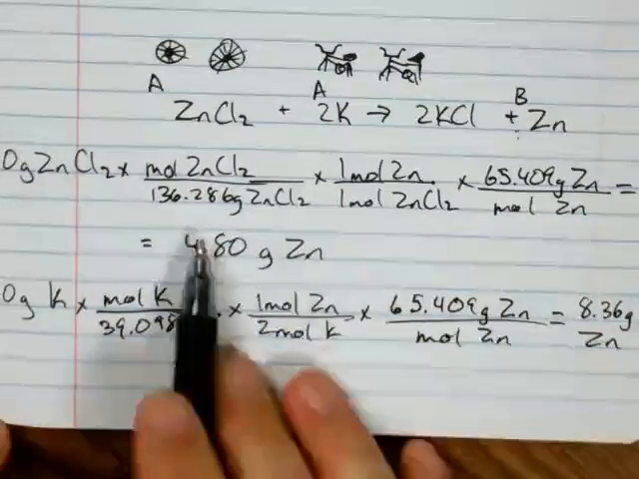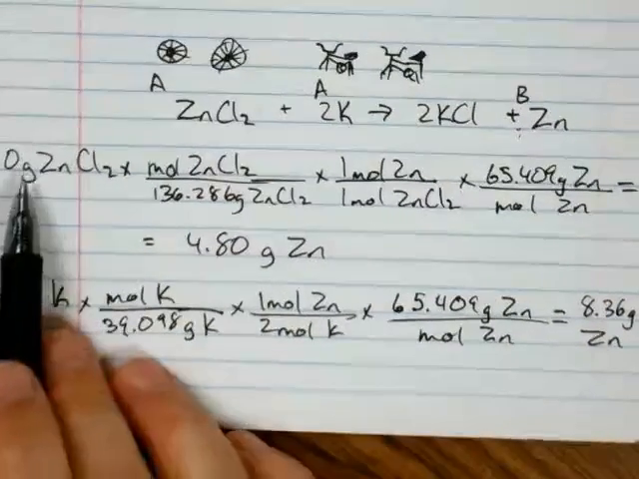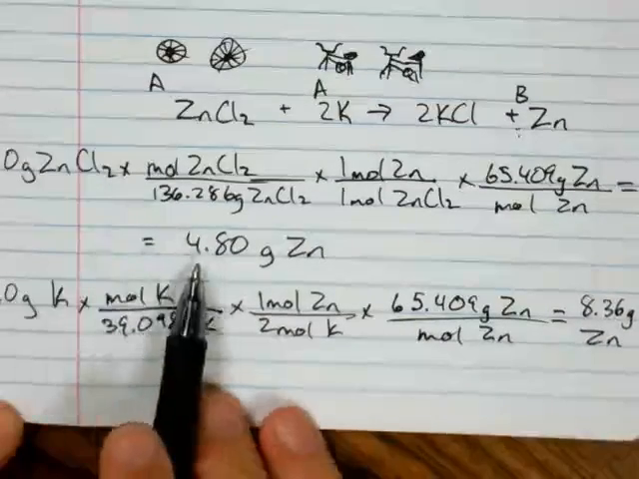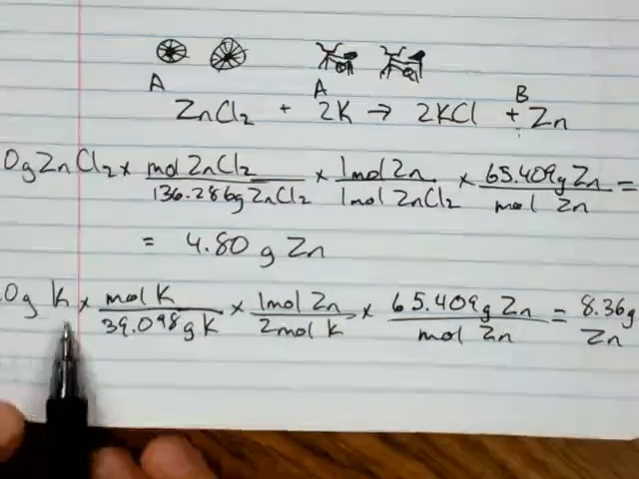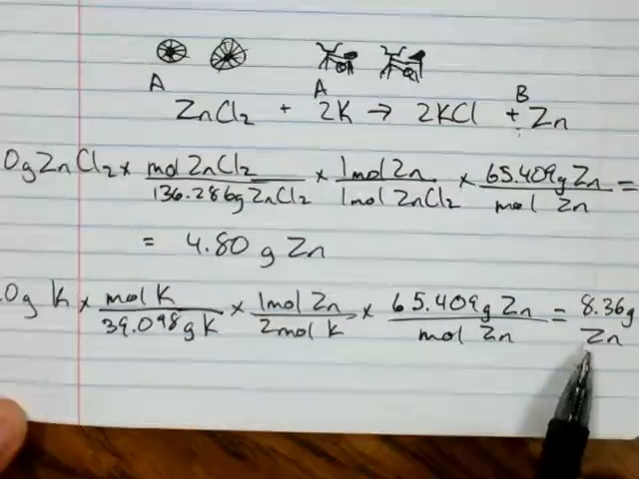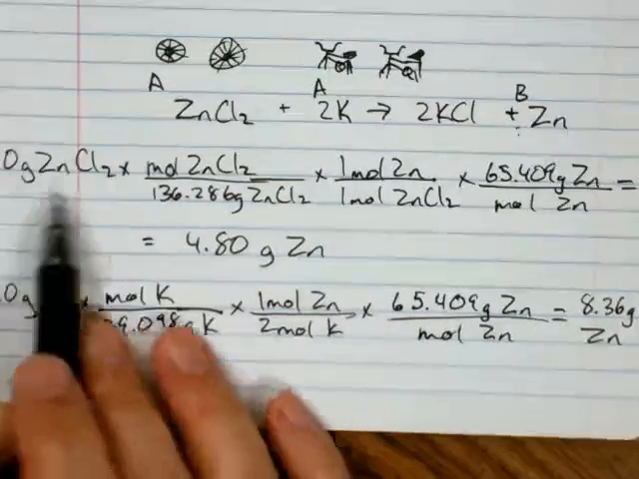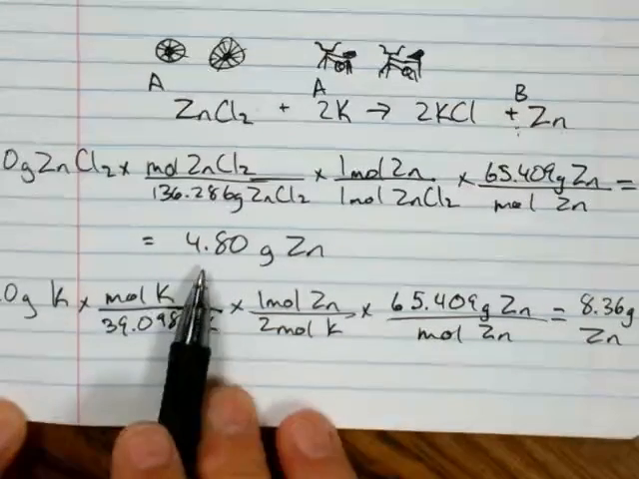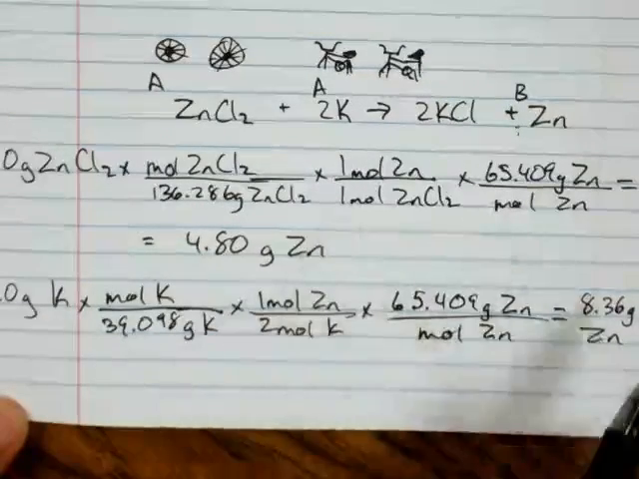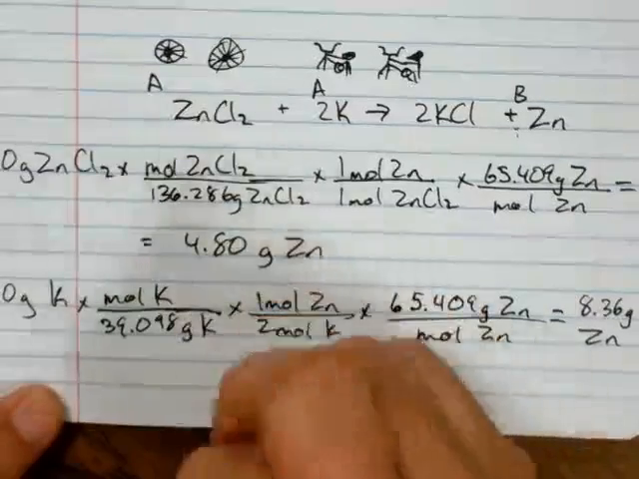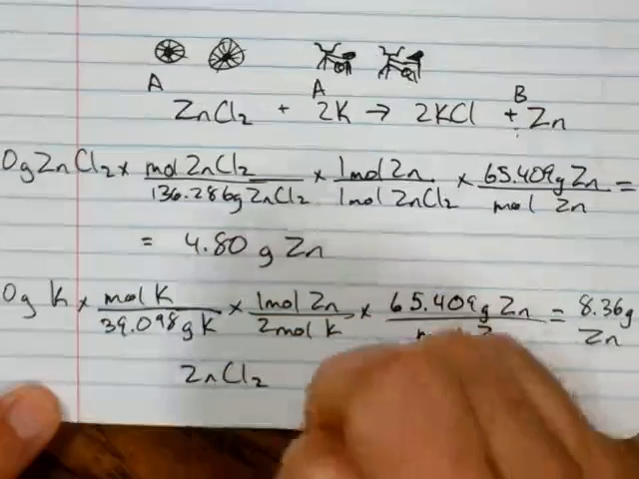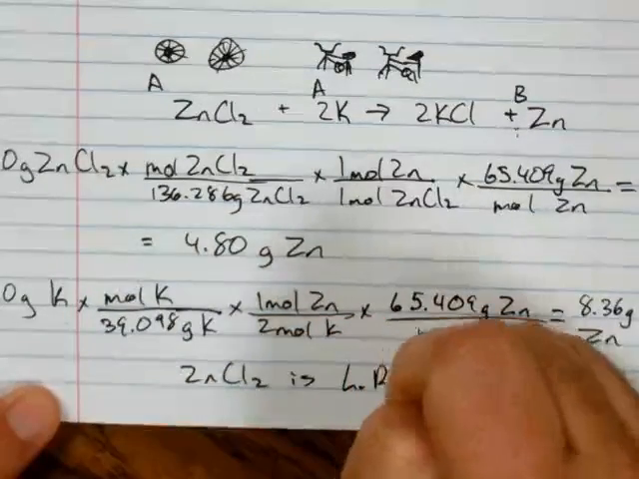Now when you compare these two, zinc chloride was able to produce 4.8 grams of zinc, where potassium was able to produce 8.36 grams of zinc. Since zinc chloride would produce less zinc than potassium, zinc chloride is the limiting reagent.